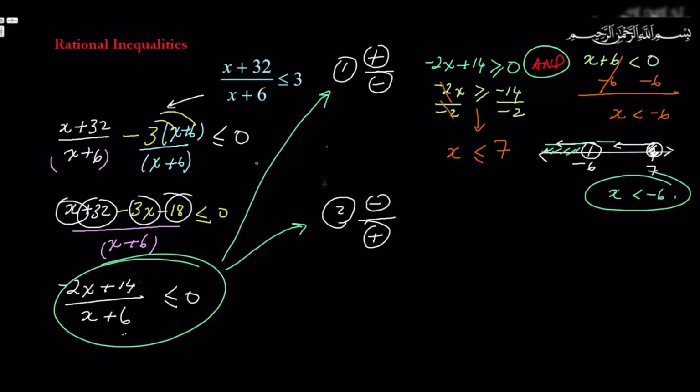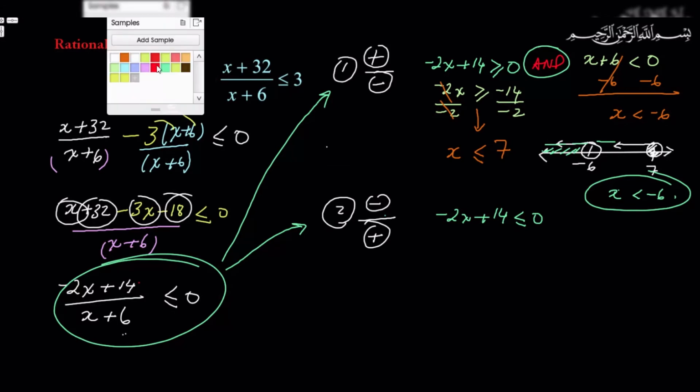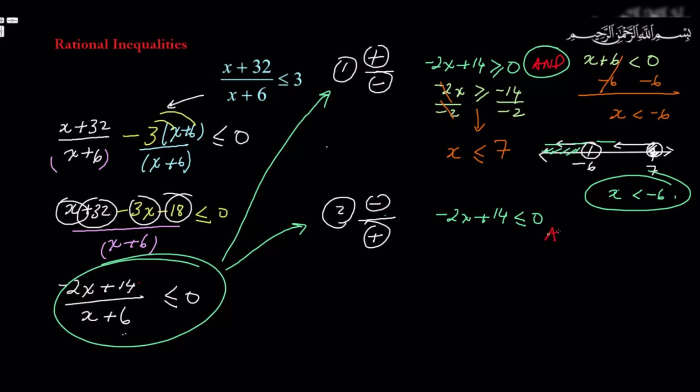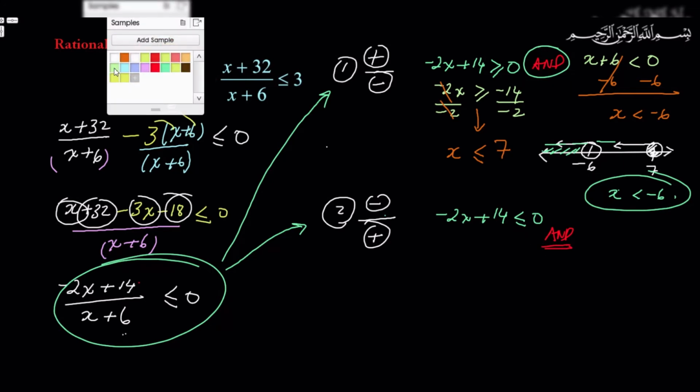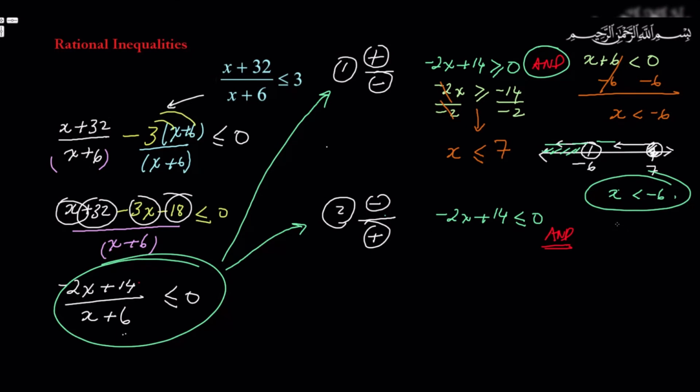Okay, now let's see what happens when we do this second scenario. The numerator is negative. That's negative 2x plus 14 is negative, meaning it has to be less than or equal to 0. Here it was greater than, here it's going to be less than, the second scenario, and the numerator can be 0, so I put an equal sign over there. And at the same time, because this is an AND statement, the denominator, which is x plus 6, has to be positive, greater than 0. It cannot be equal to 0 again.